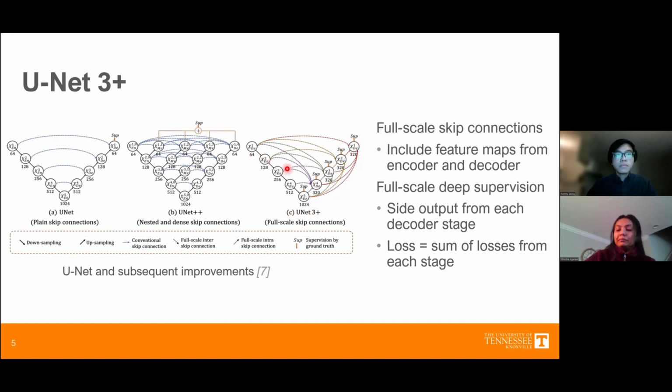And so these improvements purported by the authors allow some improvements in the accuracy, but it obviously also increases the complexity of the network.